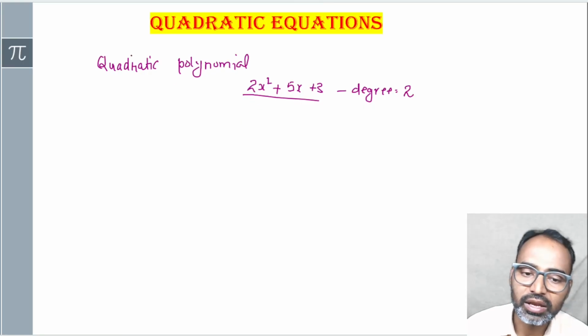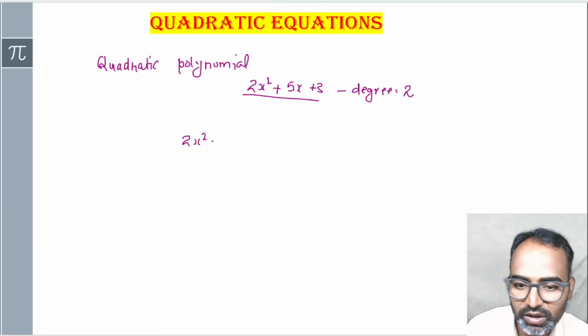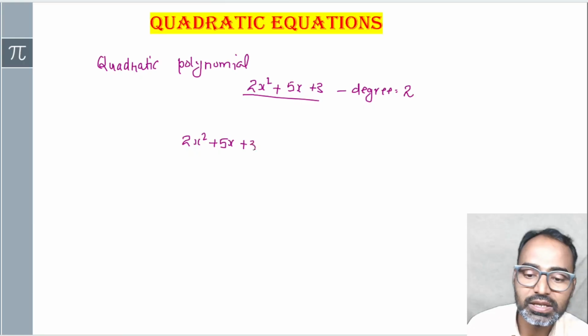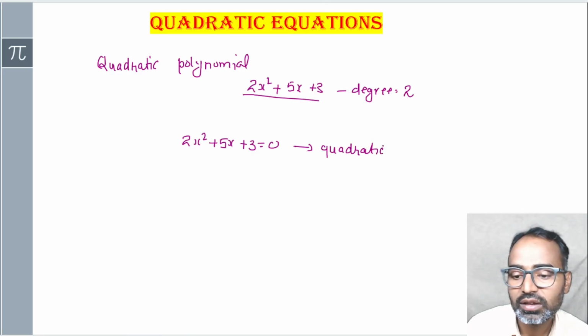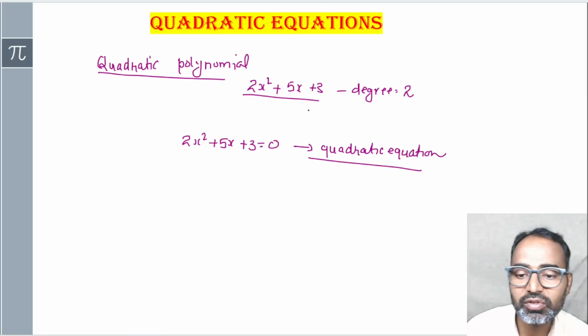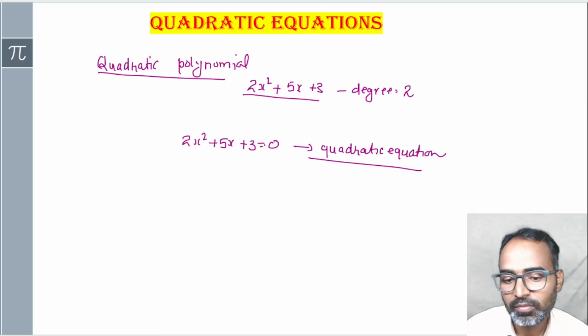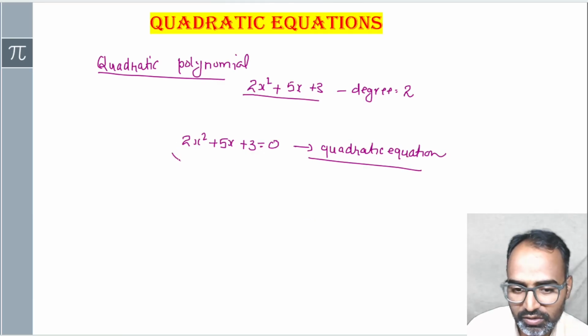And if we equate the quadratic polynomial to 0, 2x square plus 5x plus 3 is equal to 0, then it is called quadratic equation. That means quadratic equation is the quadratic polynomial which is equated to 0. Okay, now see. Here the quadratic equation has degree 2.